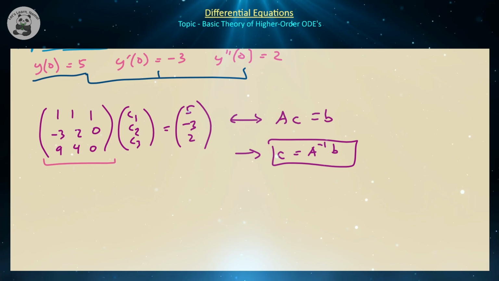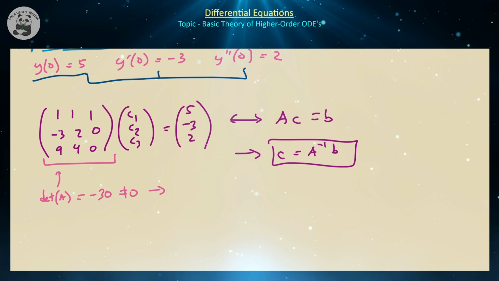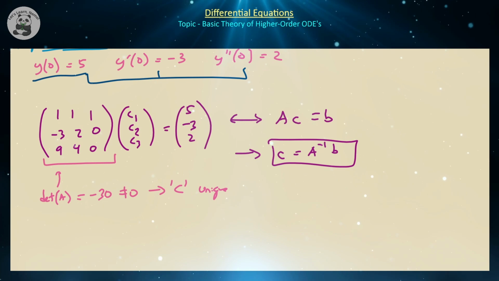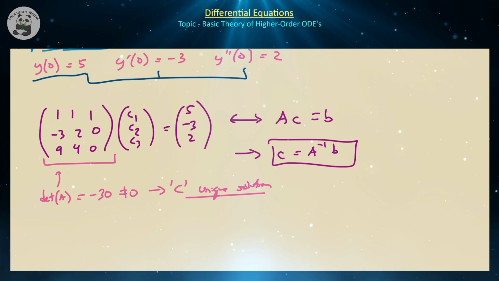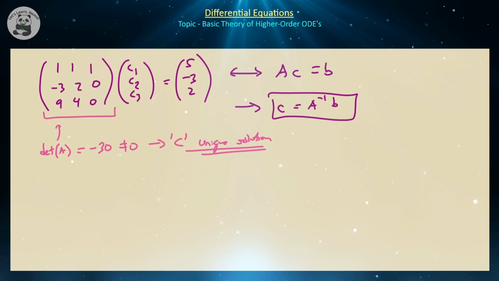So one can say, well, is this solution going to be unique? Well, we hope so, but we can find that the determinant of this coefficient matrix is equal to minus 30, which is not equal to 0, which means that C exists and is unique. So there is a unique solution with these three initial conditions.